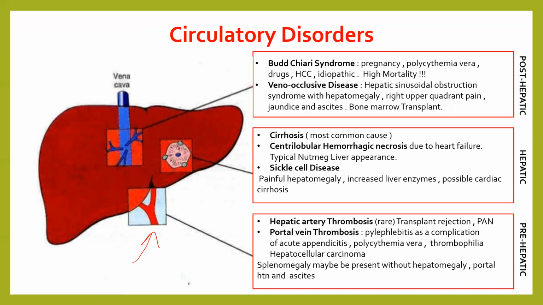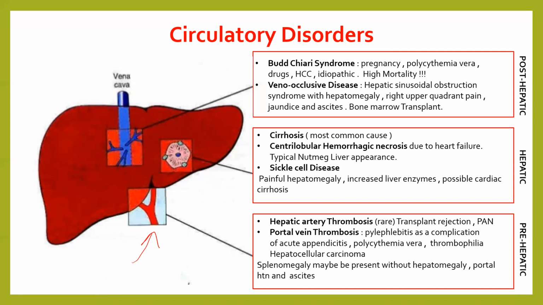So what we see in pre-hepatic circulatory disorders is splenomegaly, which is usually present without hepatomegaly. And of course, portal hypertension and ascites, because if there is any problem in the circulation in one place, you often see the backflow load in the place before it. And then moving on to hepatic.